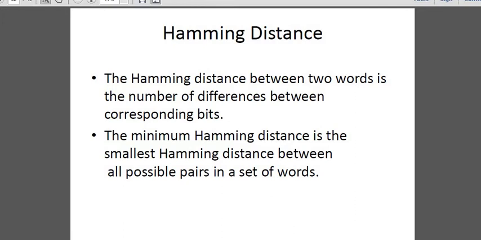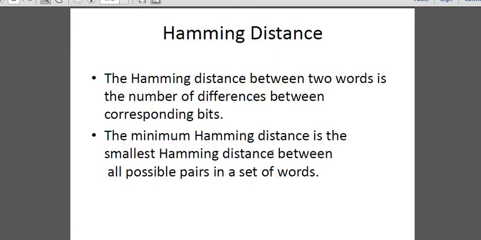The minimum Hamming distance is the smallest Hamming distance between all the possible pairs in the set of words. So you have to consider two code words, and see the bits which are different in corresponding positions. That gives you the Hamming distance, and the minimum distance is the smallest Hamming distance among all the pairs in a particular set. Depending upon this, today we will be seeing two example problems.